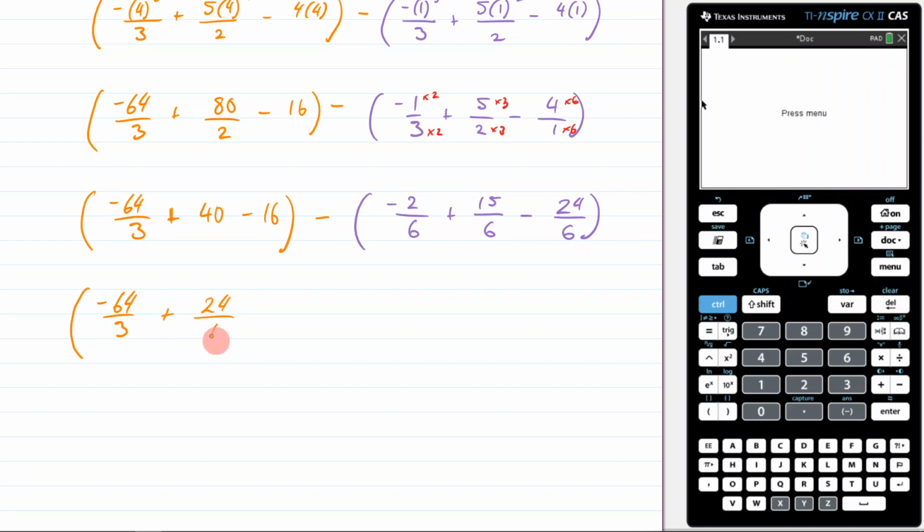Now I'm going to have to make that have a common denominator of 3, right? In order to do this addition here. So that means I'm going to have to times this by 3 and this by 3. We'll come back to that later. Let's keep on moving along this way. Let's grab my purple out again.